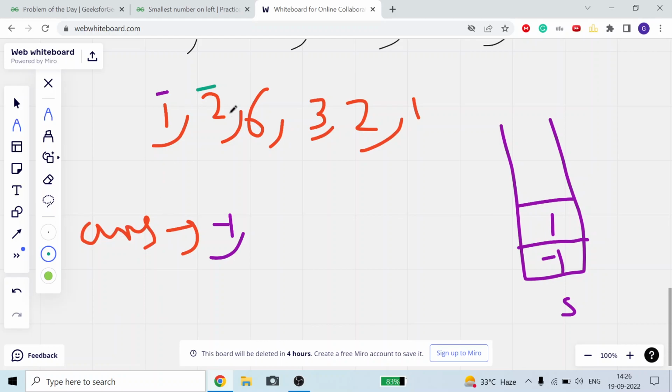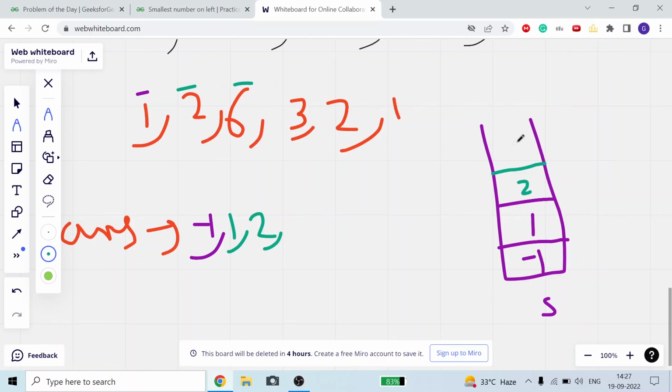Now I am at 2. For 2, you can see 1 is smaller than 2, so we push back 1 in our answer. Now we are at 6. For 6, you can see 2 is smaller than 6, so we push back 2 in my answer, and push 2 onto the top of the stack. Now for 3, I will push back 6 in my answer.